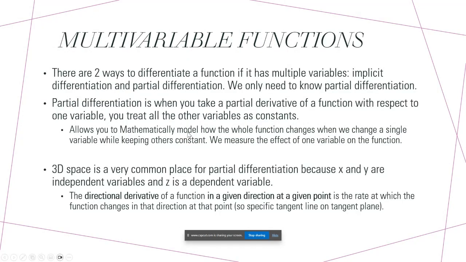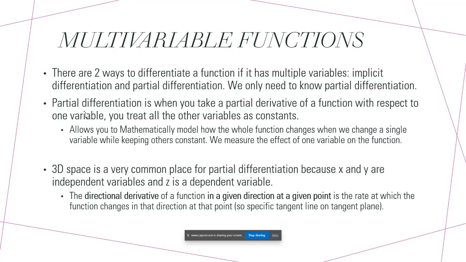Now here we take things beyond A levels. So this is now where it starts getting interesting. Multivariable functions, and how can we perform calculus on multivariable functions? There are two ways to differentiate a function if it has multiple variables: implicit differentiation, which is what we learned at A level, and partial differentiation. Unfortunately, we only need to know about partial differentiation, so you can chuck your A level knowledge of implicit differentiation out of the window.